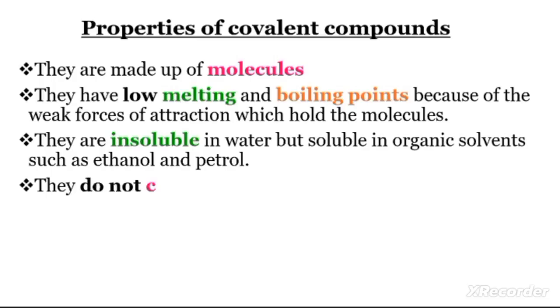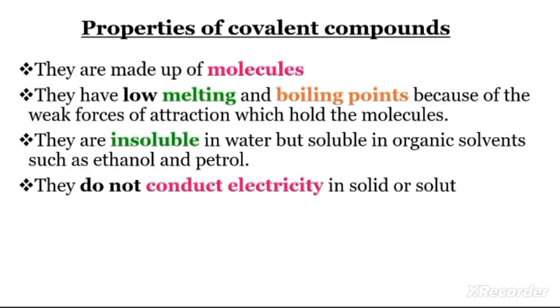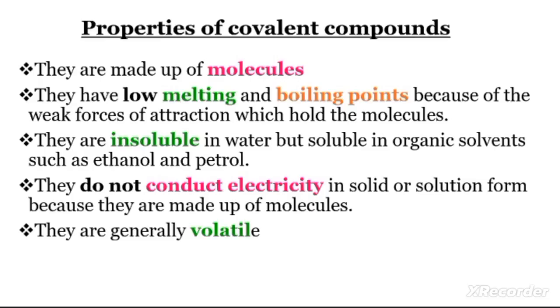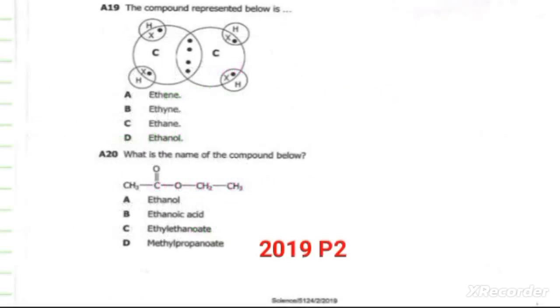The next physical property, they do not conduct electricity, even in the molten state, in solid state or solution state, because they are made up of molecules. So covalent compounds are not capable of conducting electricity because they are made up of molecules. They are generally volatile. Covalent compounds are volatile.